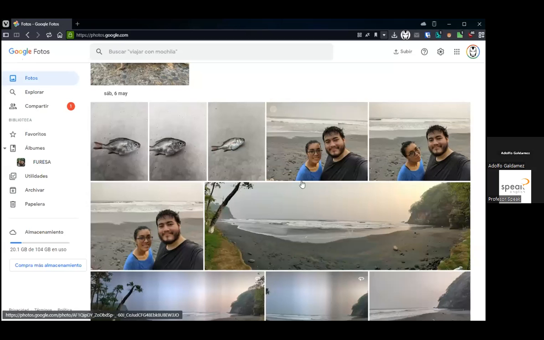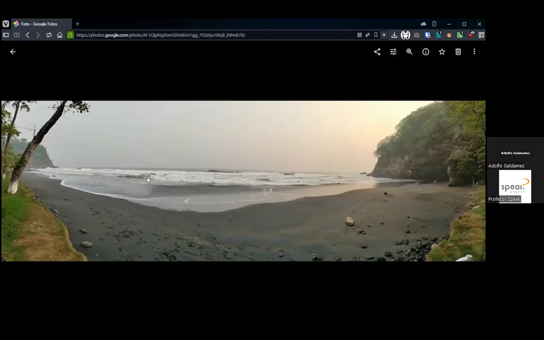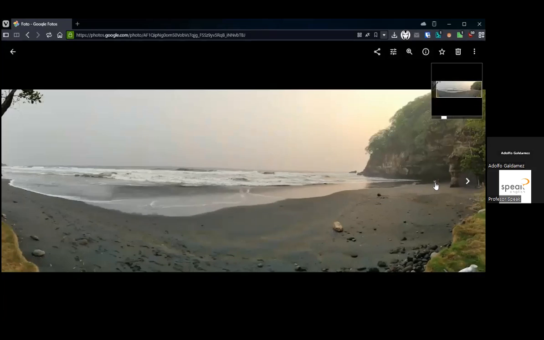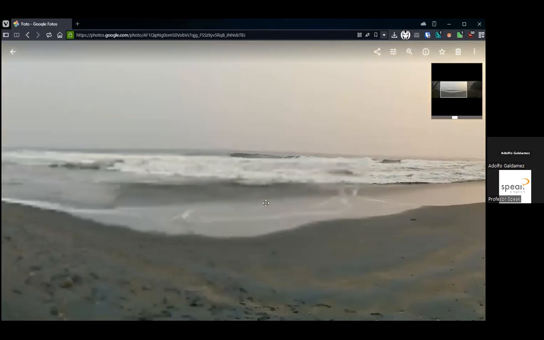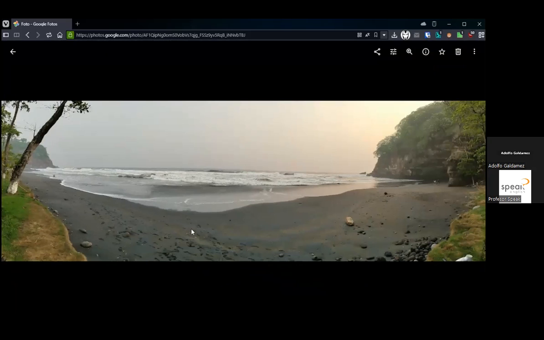This is the one where I go to the beach. Here is me and my compañera, my partner. This beach is only for us, except for this person. This beach is empty, only for us. It's beautiful. It's a good place to relax.